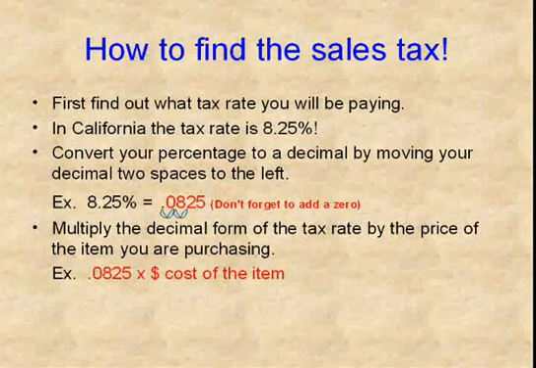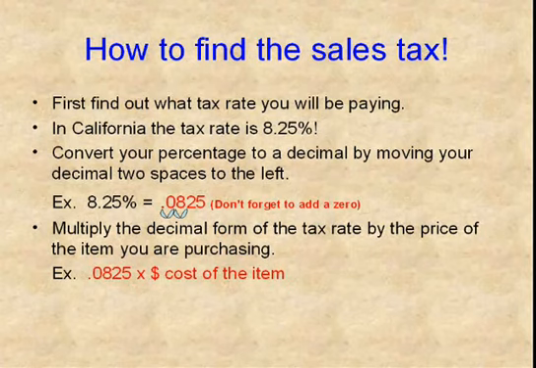It's very simple. First you find out what the tax rate you will be paying is. Tax rates are written in percentages. In California, the tax rate is 8.25%. It's the same in Texas. Convert your percentage to a decimal by moving your decimal 2 spaces to the left. So 8.25% is going to equal 0.0825, because that's how you move it twice, you add that 0 in the blank spot, and that's what you get.